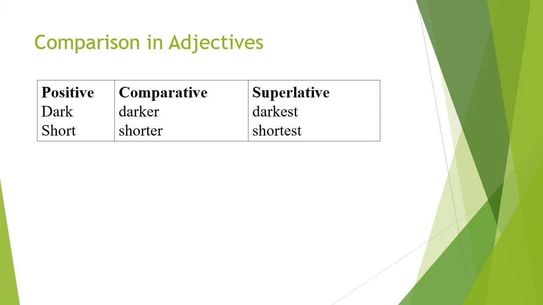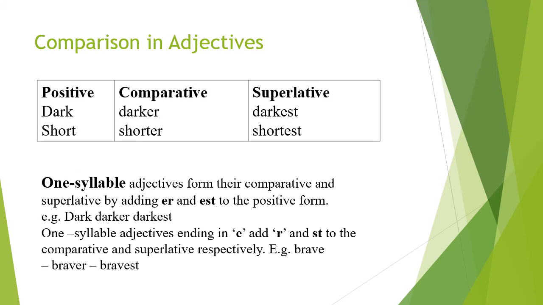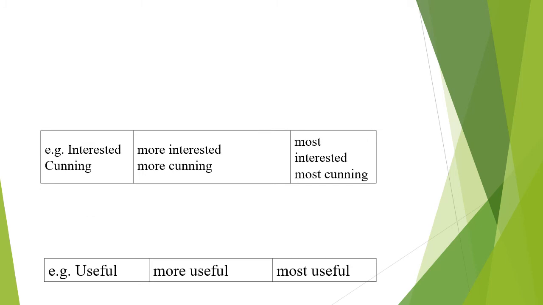I want us to look at comparison in adjectives. One syllable adjectives form their comparative and superlative by adding er and est to the positive form. For example, short, shorter, shortest; tall, taller, tallest. You can have more examples. One syllable adjectives ending with e add r and st to the comparative and superlative respectively, e.g. brave, braver, bravest.